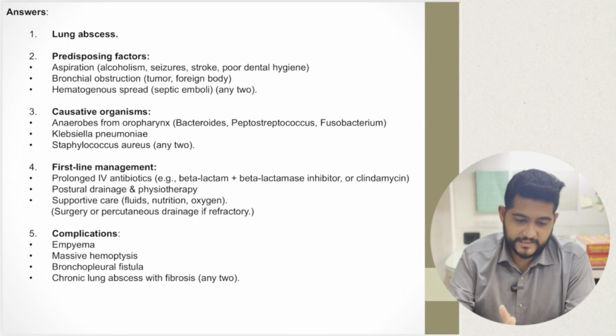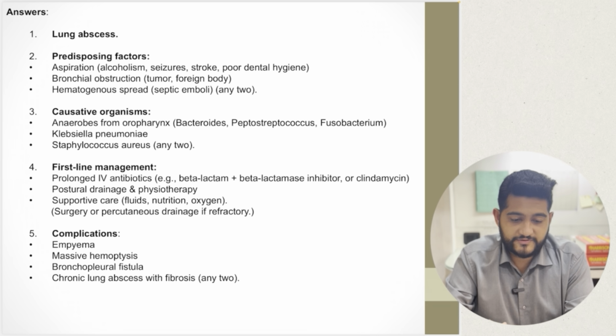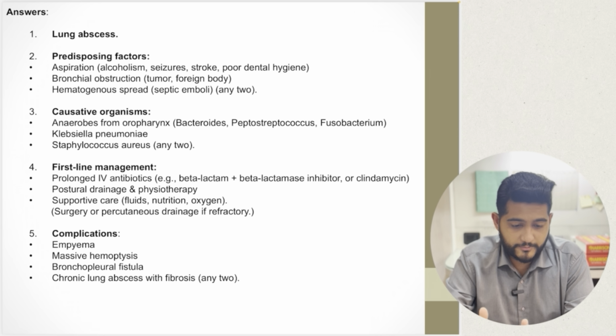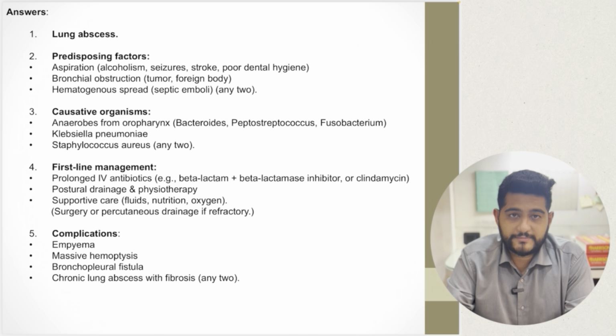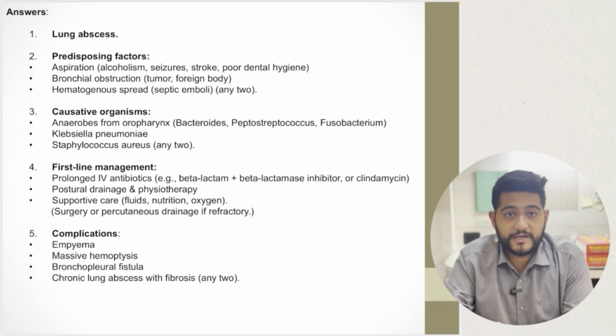So the diagnosis is lung abscess, and predisposing factors are definitely aspiration, alcoholism, seizures, stroke, poor dental hygiene, any form of bronchial obstruction in the form of tumor or foreign body, and any hematogenous spread. You have to write any 2. Causative organisms are anaerobes from the oropharynx, such as Bacteroides, Peptostreptococcus, Fusobacterium, etc., Klebsiella pneumoniae and Staphylococcus aureus. The first line management is prolonged antibiotics, and remember BL-BLI combinations or clindamycin. Clindamycin is an important drug in the treatment of lung abscess.